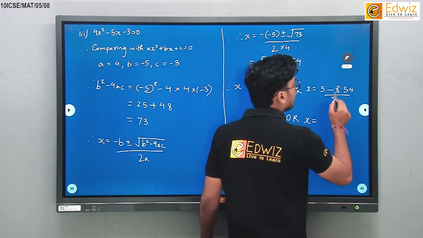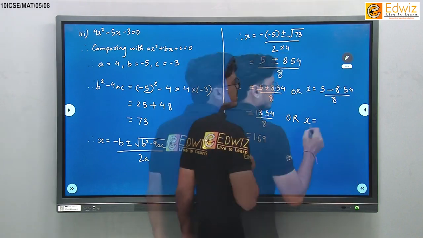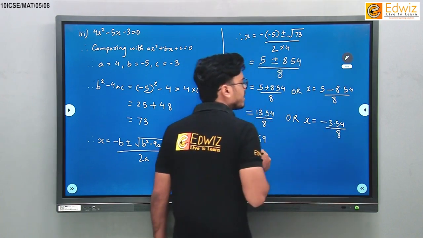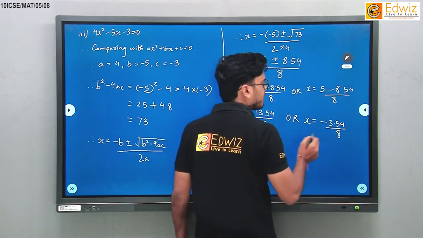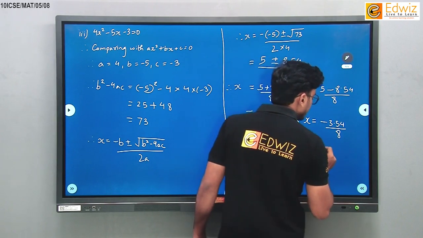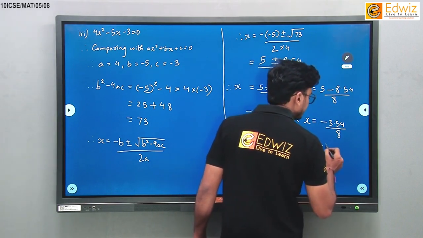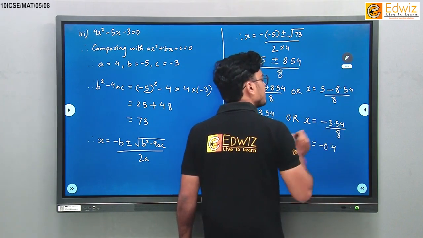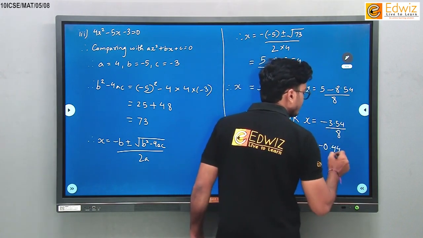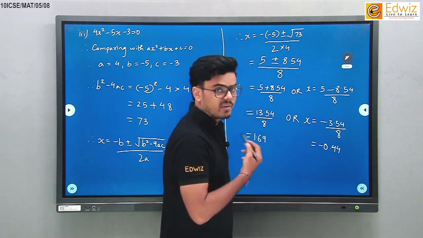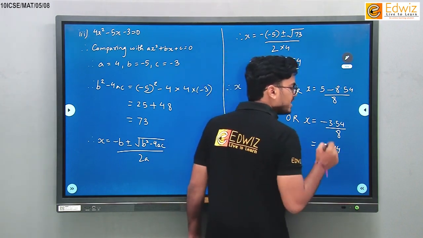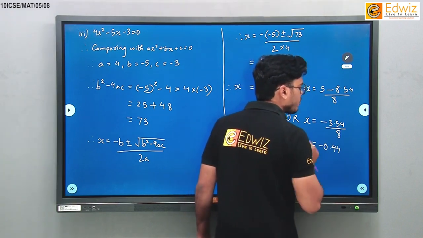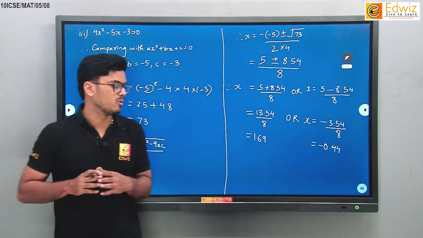Or x is equal to 5 minus 8.54. So it will be minus 3.54 divided by 8. We are subtracting 5 from 8.54, but the answer will be negative. So this is equal to minus 0.4, 8 4s are 32, as we all know. Then again we have 34. So 4 8s are 32, 0.44. If we take the next digit, it will be 2. So there is no need to round off. It is minus 0.44. It is the correct value of x.